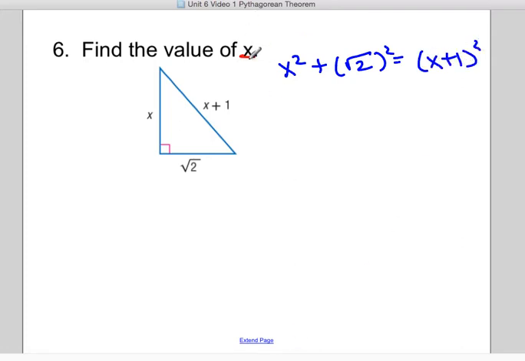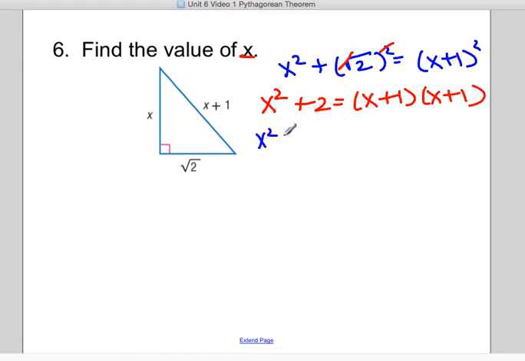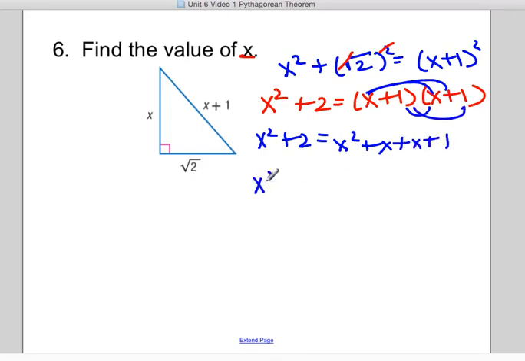It says find the value of x. We need to solve this. I know that x squared is just going to stay x squared. My square root and my square cancel, so plus 2 equals, now here's the tricky part. This is really x plus 1 times x plus 1. So you need to FOIL that. I'm just going to rewrite my left-hand side. And if I FOIL, I have x squared plus 2x plus 1. So x squared plus 2 equals x squared plus 2x plus 1.